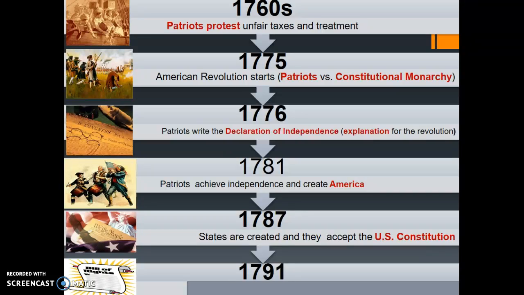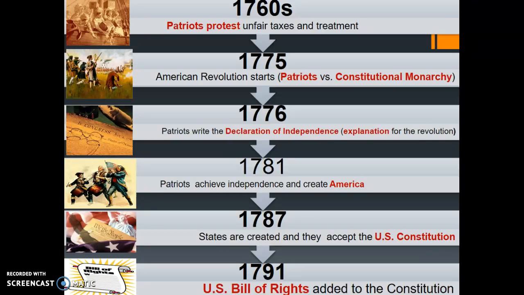Now, in 1791, a couple years after the U.S. Constitution was written, the American people and the American government felt that there needed to be an addition to the Constitution. That although the Constitution created a democracy, there still needed to be some type of language in the Constitution that protected the average person's rights.